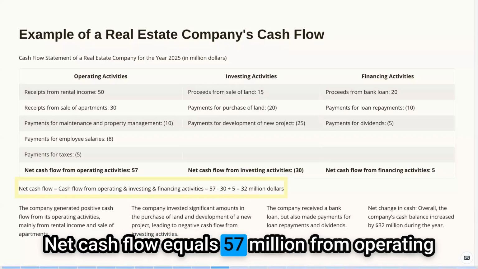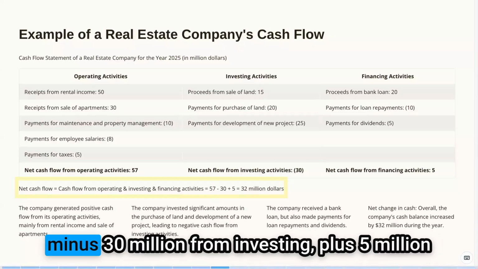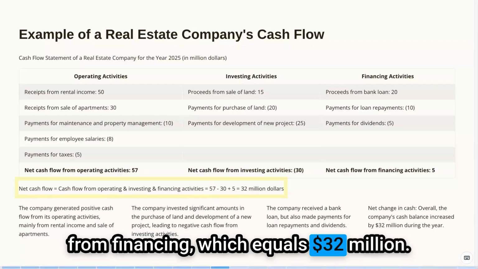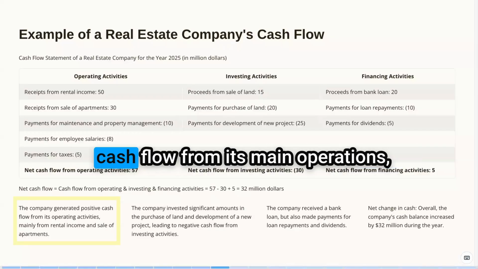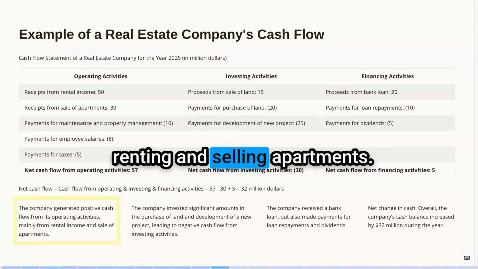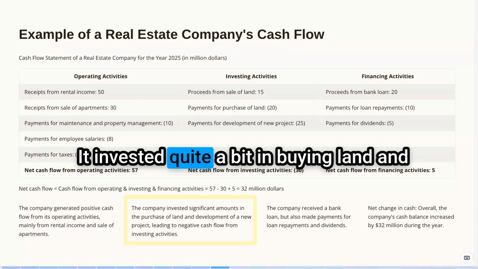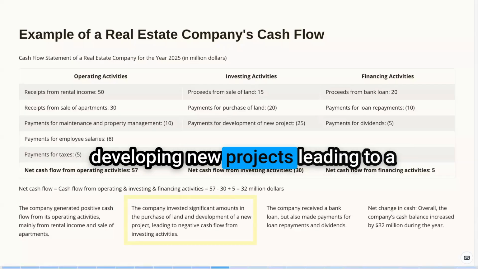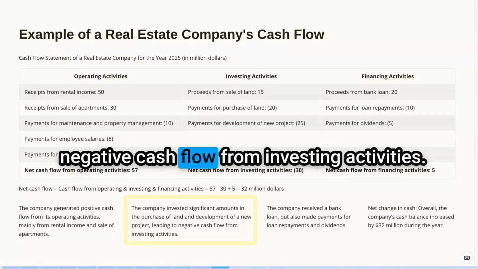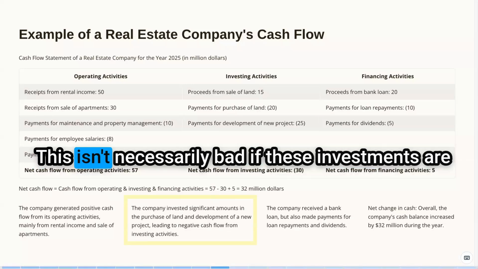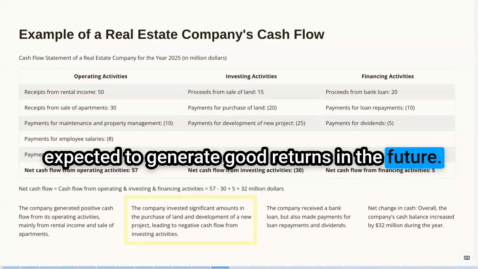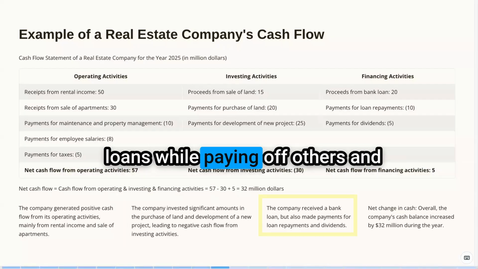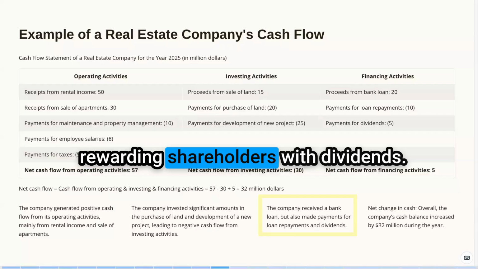Net cash flow equals $57 million from operating, minus $30 million from investing, plus $5 million from financing, which equals $32 million. What does this tell us? The company generated healthy positive cash flow from its main operations, renting and selling apartments. It invested quite a bit in buying land and developing new projects, leading to a negative cash flow from investing activities. This isn't necessarily bad if these investments are expected to generate good returns in the future. The company also took on some new loans while paying off others and rewarding shareholders with dividends.